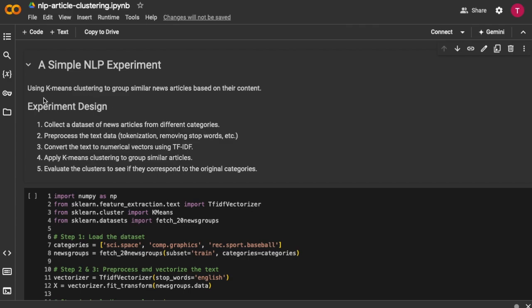In this example, I've created a simple natural language processing experiment. In this experiment, we will use k-means clustering to group similar news articles based on their content. To set up the experiment, we'll look at the experiment design.